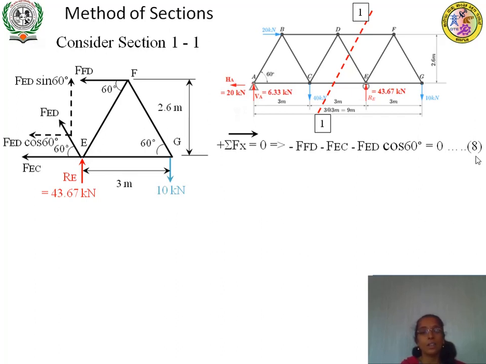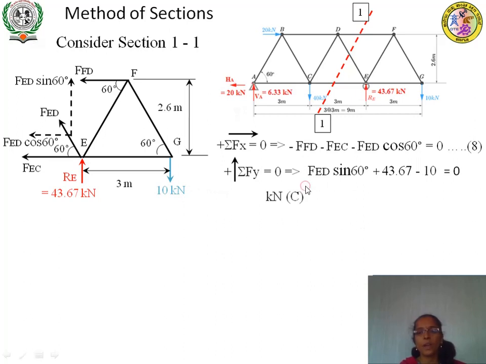Okay, so you can take it as equation 8. Now we will apply sigma Fy equals 0, so that implies only this one is there, FED sin 60 plus 43.67, this is the reaction at E. Then minus 10, from which you can obtain FED is equal to minus 38.87 kilonewton. Minus indicates it is under compression.